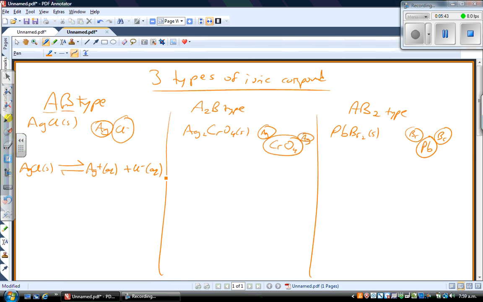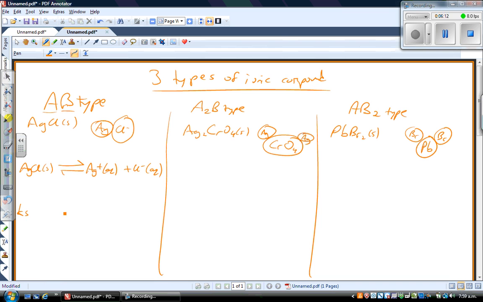I'll write the state symbols in, though they're very important. So you start off with a solid, and then it dissociates into its two constituent ions. Now we can write a Ks expression for this. Just like we write Ka expressions for weak acids and Kb expressions for weak bases, and you can also write a Kw expression for the dissociation of water, we can also write the Ks expression for the dissociation of this sparingly soluble solid, assuming that it's now saturated.